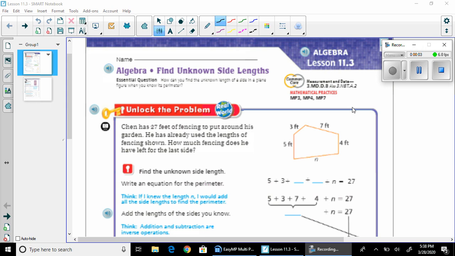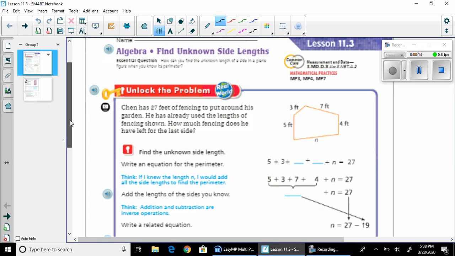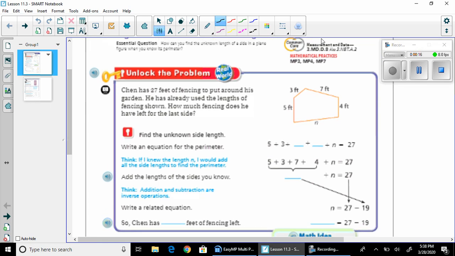Okay, lesson 11.3, find unknown sides and lengths. Okay, we are going to start with our story problem. We are going to be continuing with perimeter today. We're finding the distance all the way around a figure. So if I add up my distance all the way around, that is how I find my perimeter.